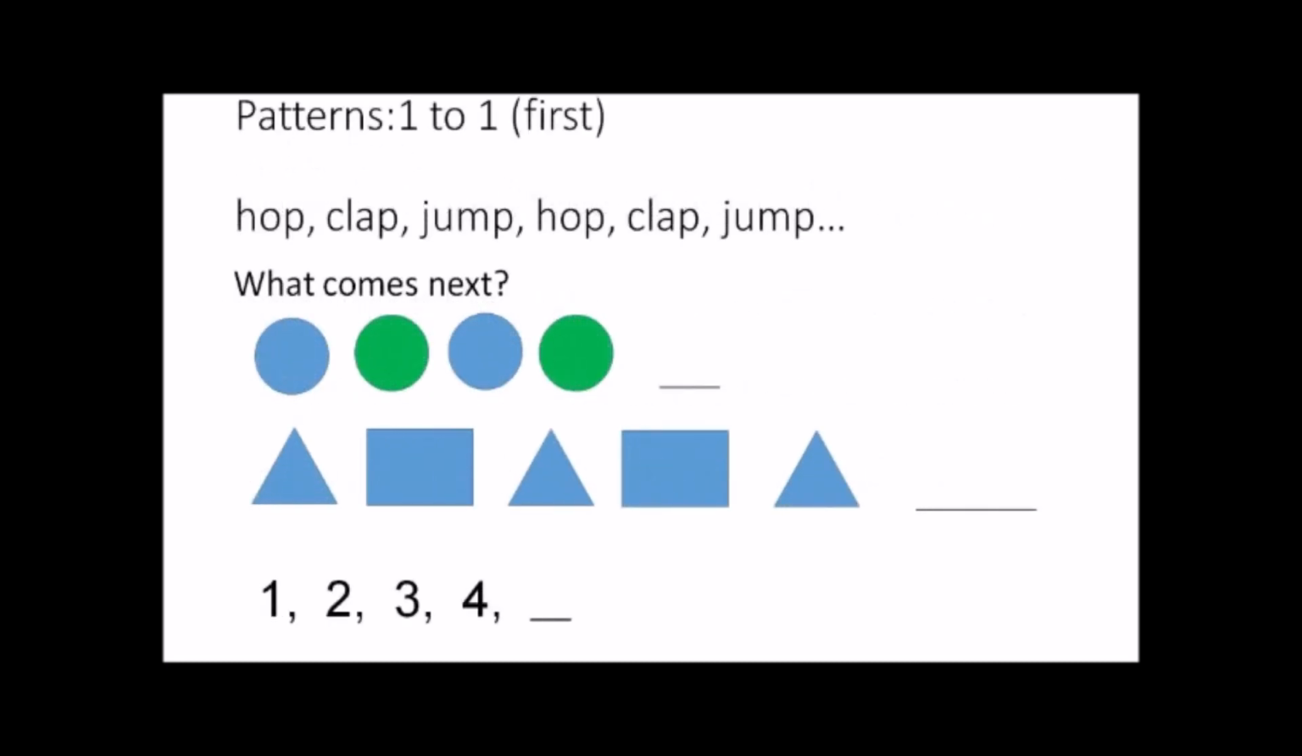What comes next? So patterns, I said, one to one at first. So if you do hop, clap, jump, what comes next? You do the circles, which they should know already. So different colors, let them find the next circle. Do the shapes, let them find the next shape. The 1, 2, 3, 4, what number comes next?